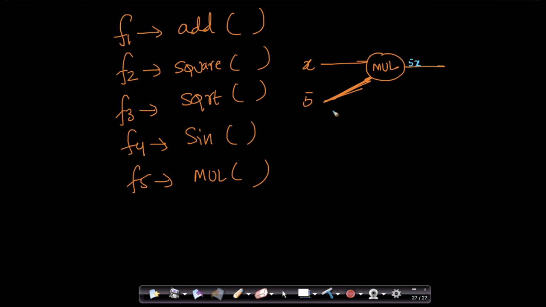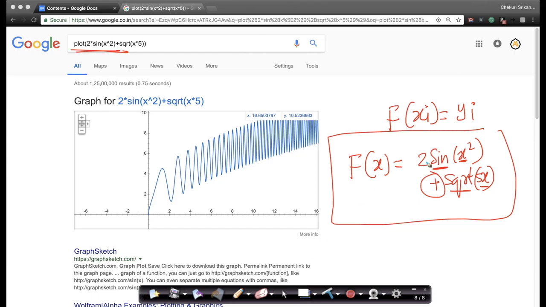Similarly, I can take my x and use the square function, and I can input x to this. When I input x to this, what is my output here? My output here is x squared. So what is the function that we have? We have 2 times sine x squared plus square root of 5x.